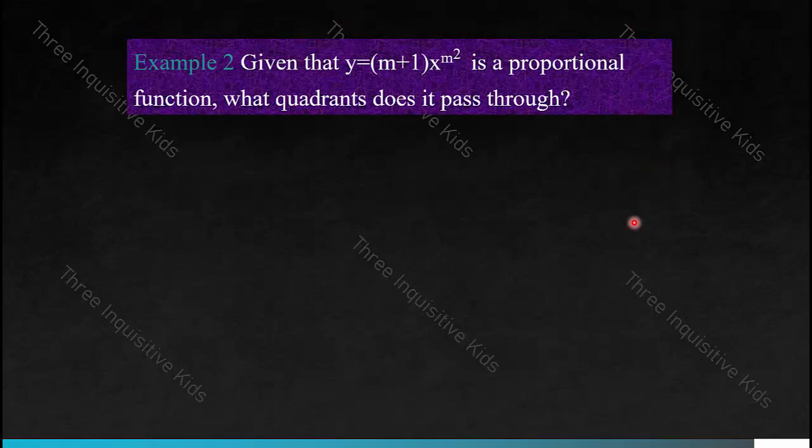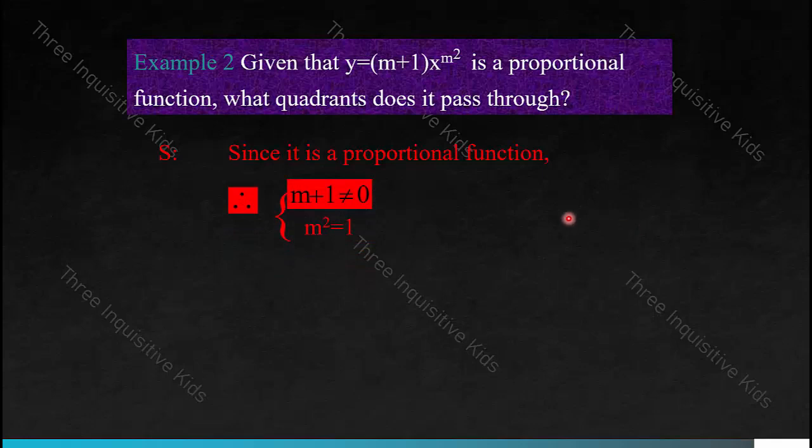Given that y = (m + 1)x^(m²), given that this is a proportional function, what quadrants does it pass through? Well, to solve this problem, you need to apply the properties of proportional functions and its definition. So because we know it is a proportional function, then m² has to be equal to 1, because if it's a proportional function, it's a linear function. And if it's a linear function, its independent variable can only have a power of 1. So m² has to be equal to 1.